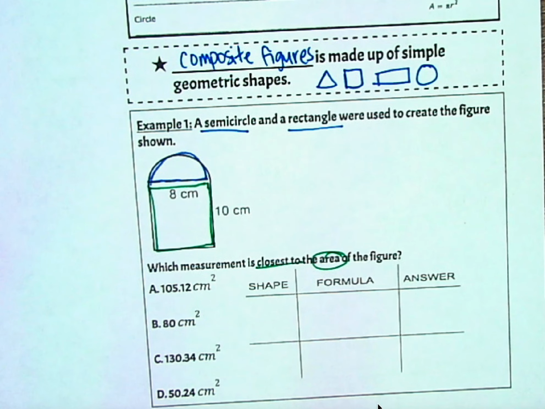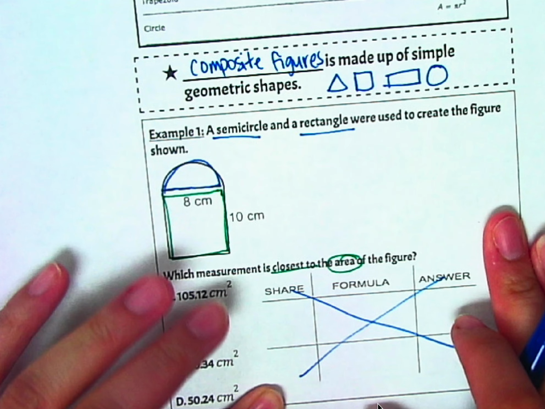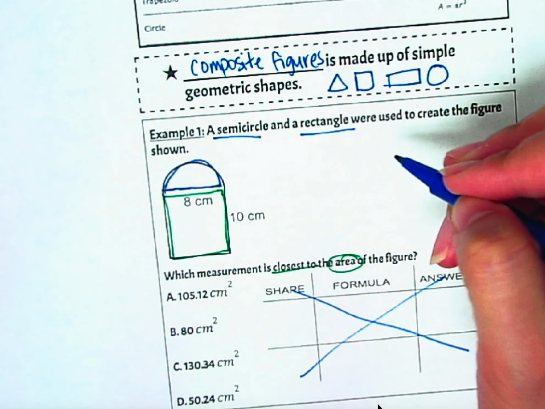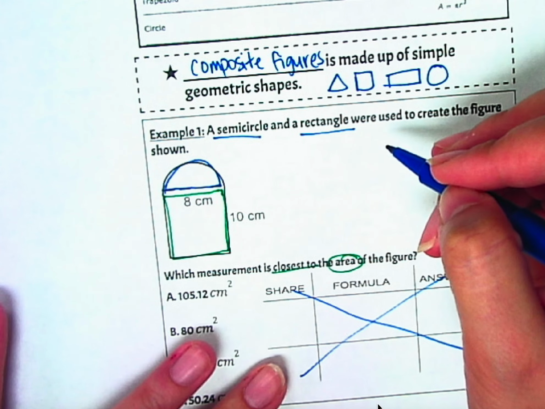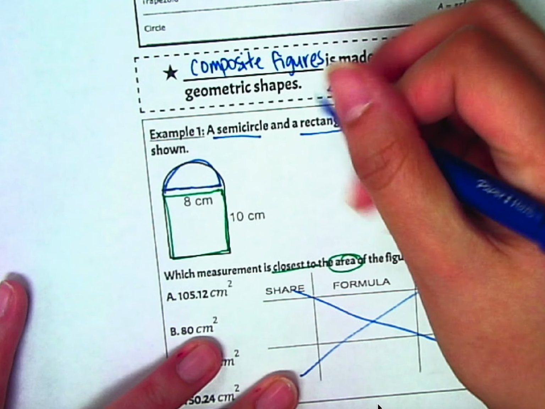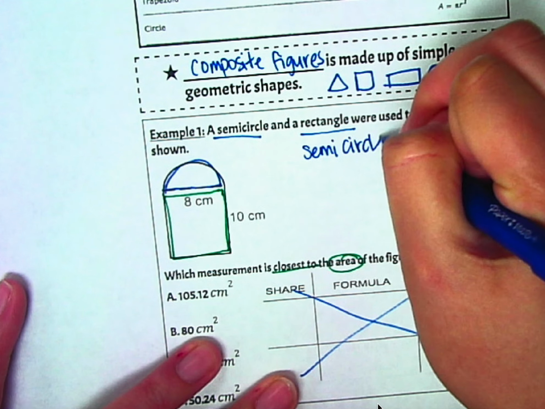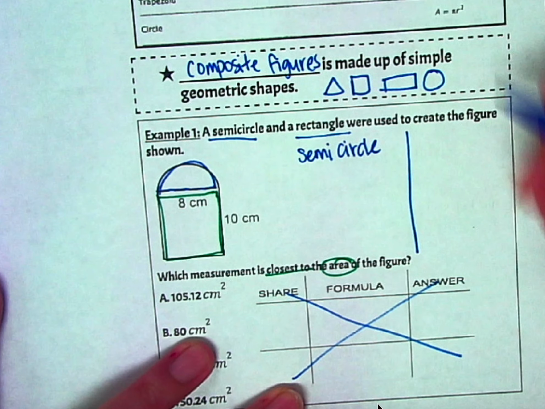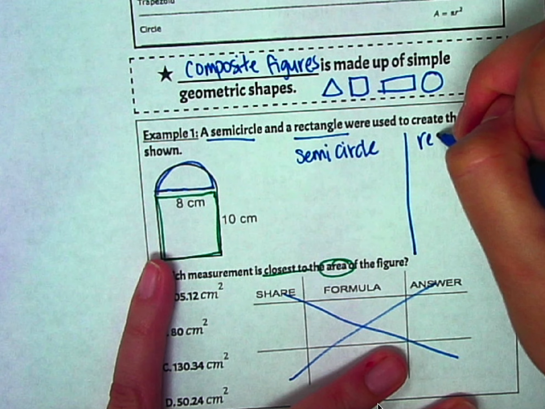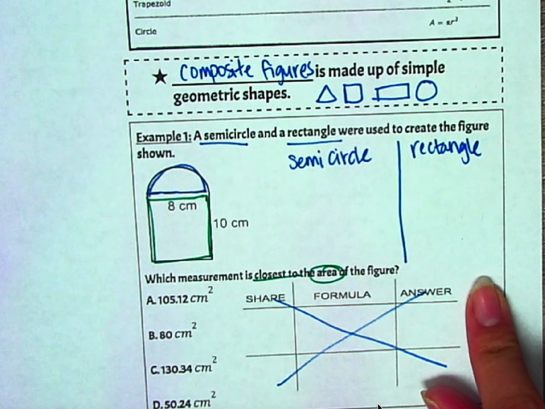Okay. So this is real easy. This is how we're going to separate it. I don't want you to use this right here. What I want you to do is write out your shapes. We're going to put semicircle. We're going to put a line down the middle, and we're going to write rectangle. That's all the shapes this figure is made up of.